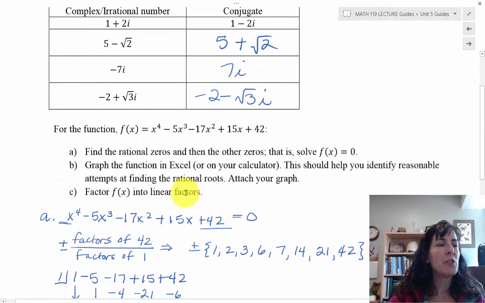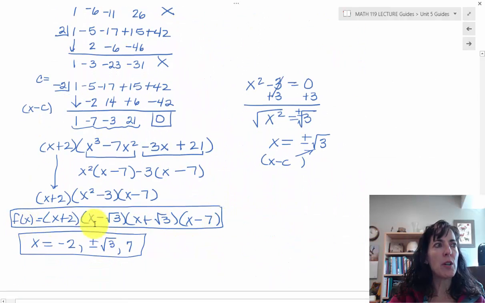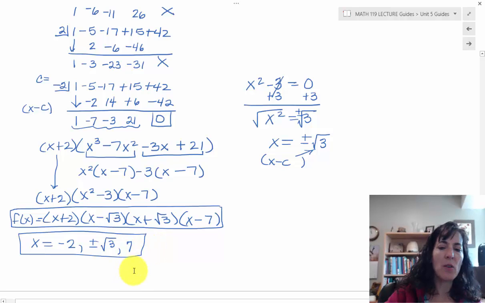And then it says factor f of x into linear factors. Well, I did that as part of what I was doing when I solved. And so here are my linear factors and there are my solutions. So I could just write those down to be really clear about which is which.